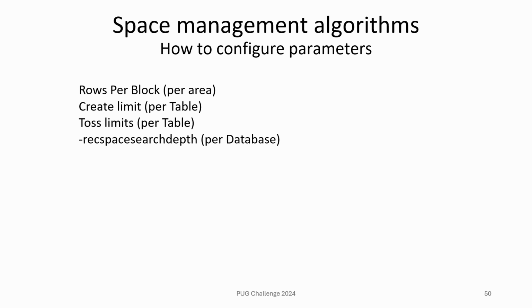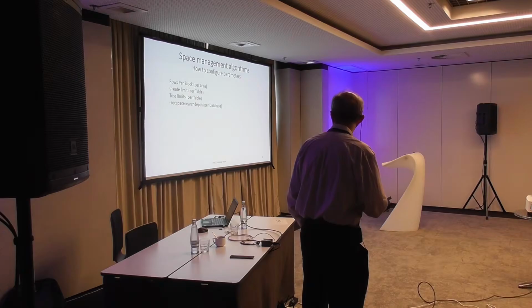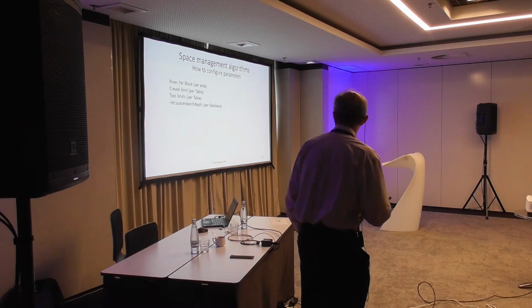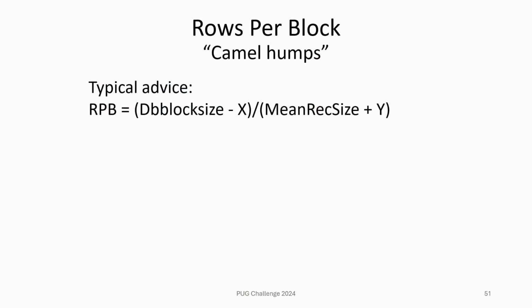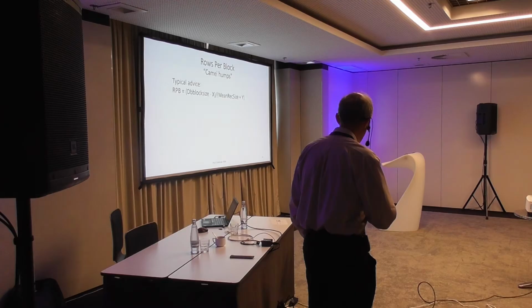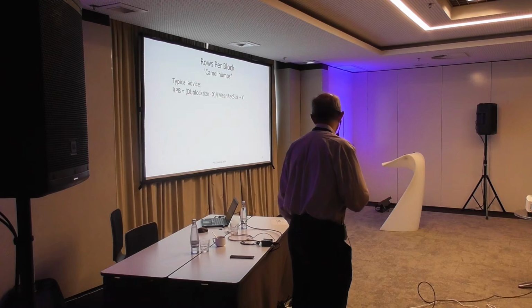Okay, so let's talk about how to configure these parameters. Records per block, rows per block, usually has a recommendation something like that. Most people recommend using the mean record size and then subtracting something from the 8K, so for 8K you subtract some number and then you do something like that.